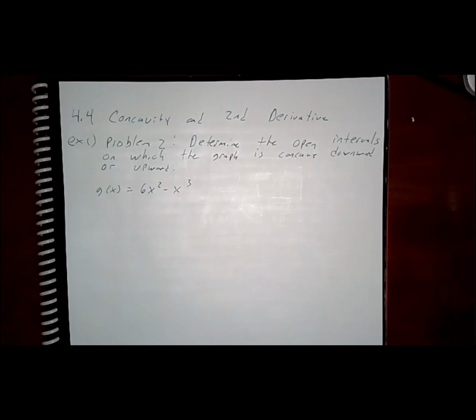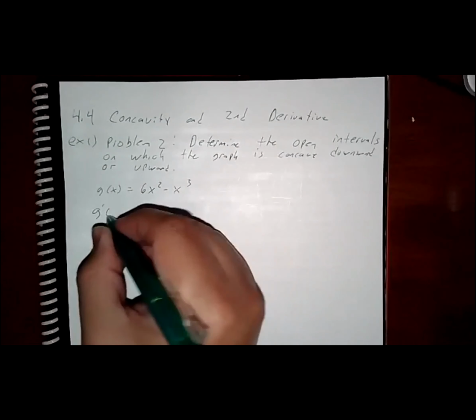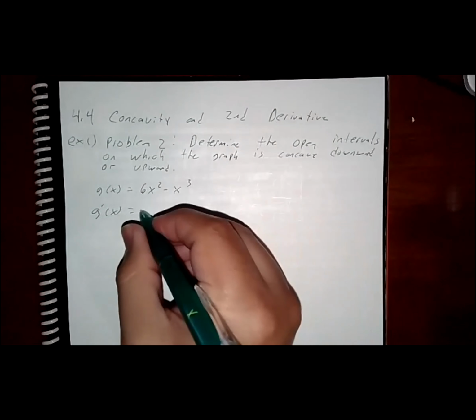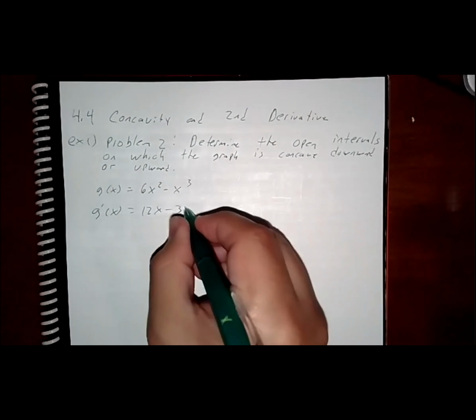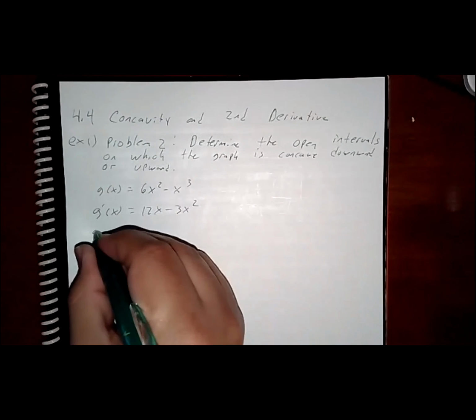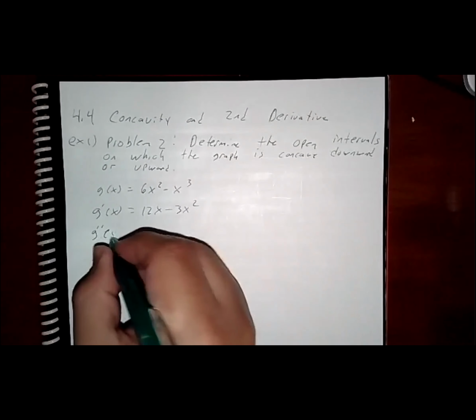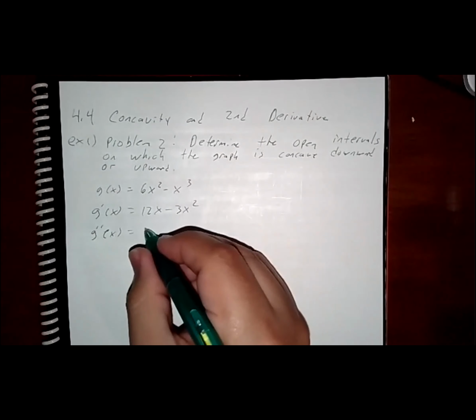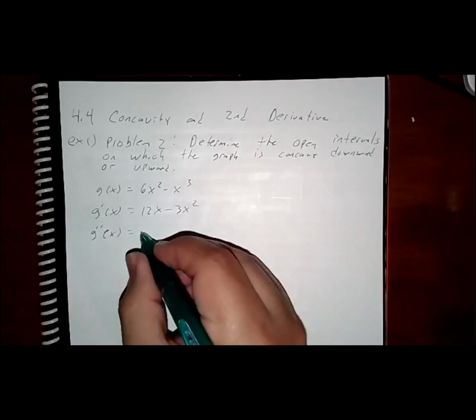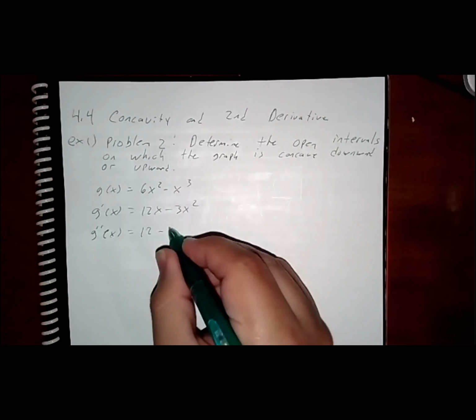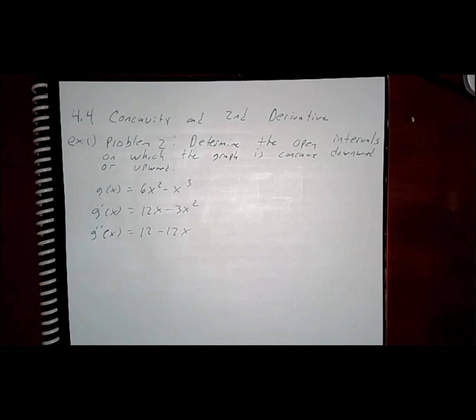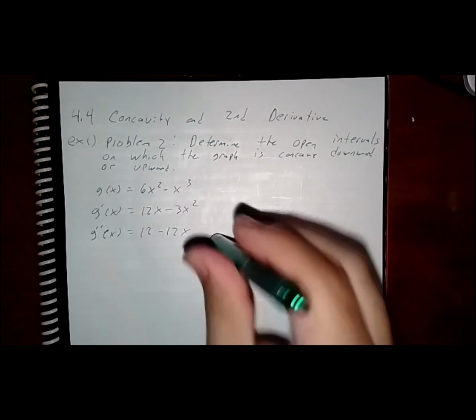Okay. So first thing you do is take 2 derivatives. So first derivative will be 12x minus 3x squared. Second will be 12 minus 6x. Sorry, 6, not 12.